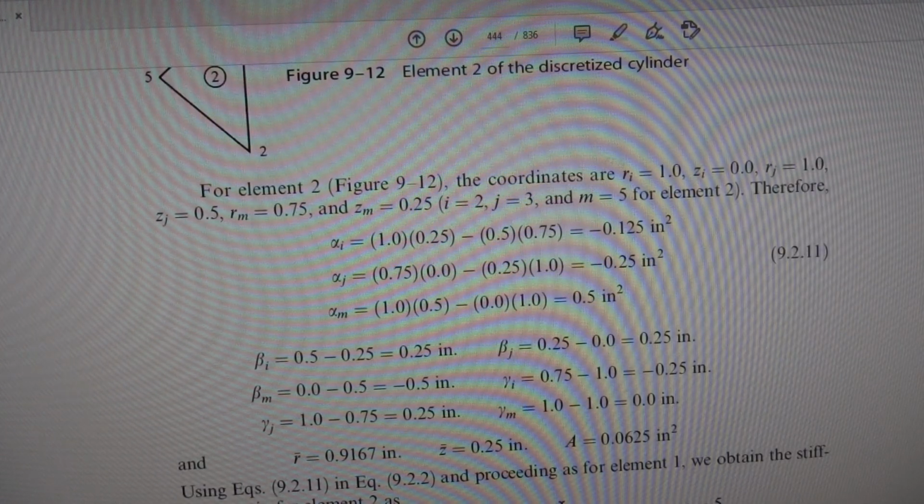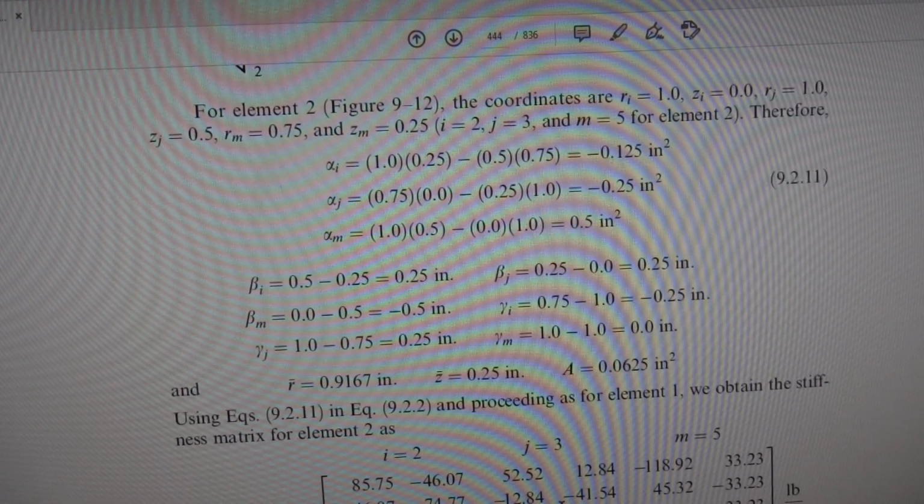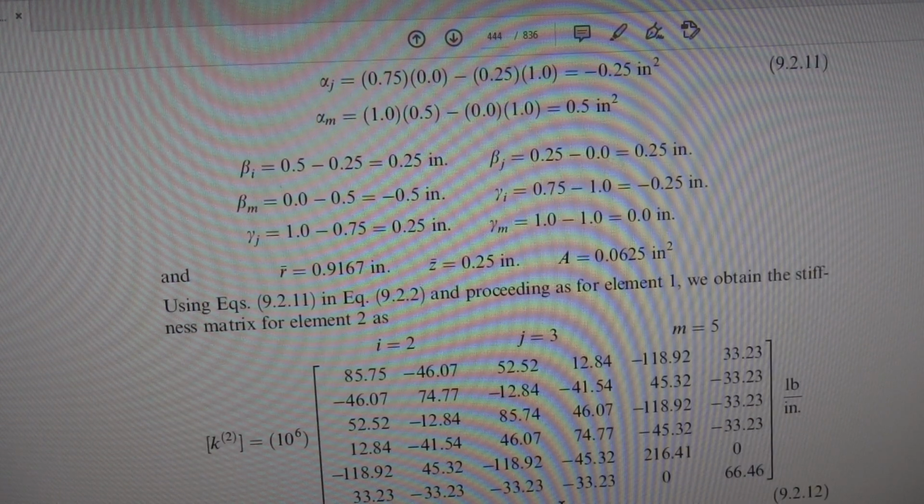And in the next video I will discuss how to solve and analyze the solid element.